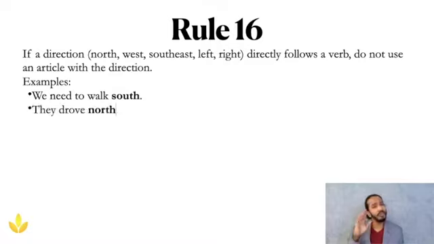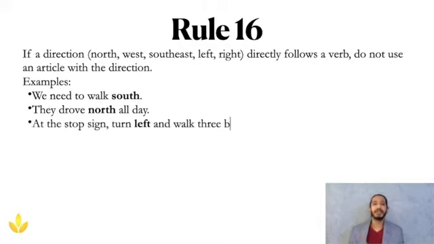They drove north all day. Which way did they drive all day? North. At the stop sign, turn left and walk 3 blocks. So if you're giving directions, you can say, at the stop sign, turn left and walk 3 blocks. And turn to your left and walk 3 blocks. Turn to the left can only be used if it is very specific that there is only a left turn.